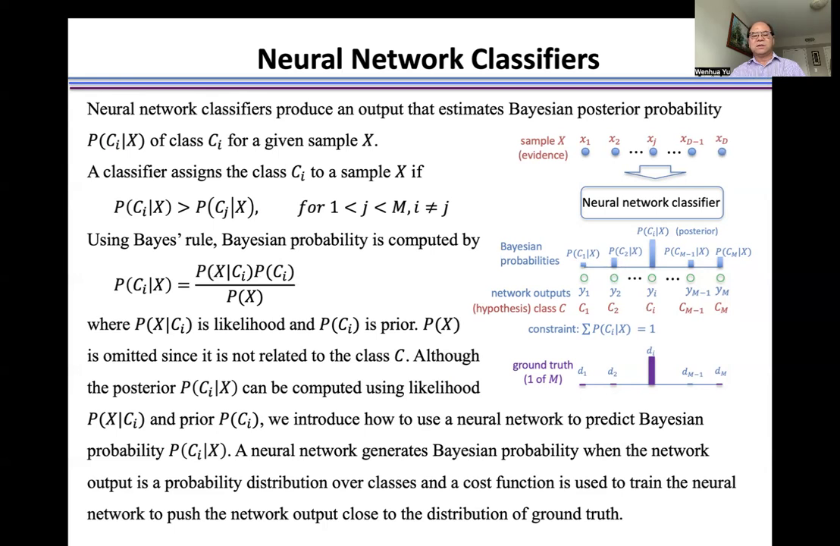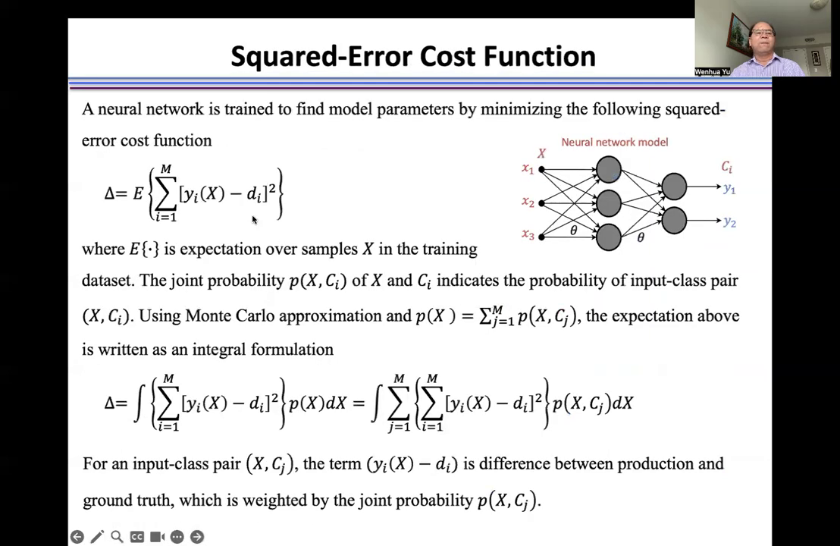A neural network generates a Bayesian probability when the network output is a probability distribution over classes, and the cost function is used to train the neural network to push the network output close to the distribution of the ground truth, as shown here. A neural network is trained to find model parameters by minimizing the following squared error cost function here.